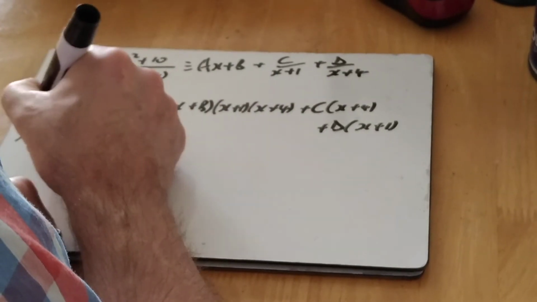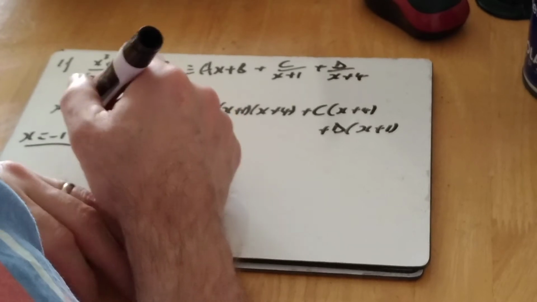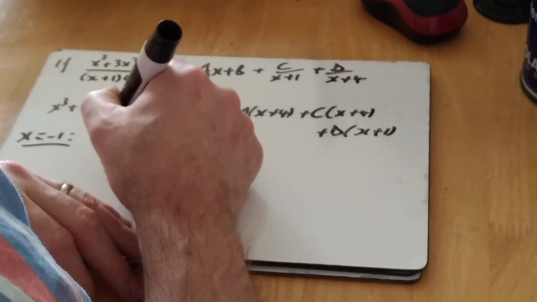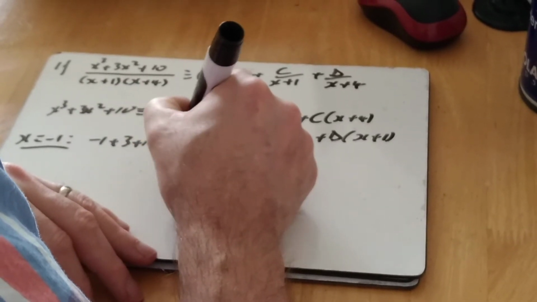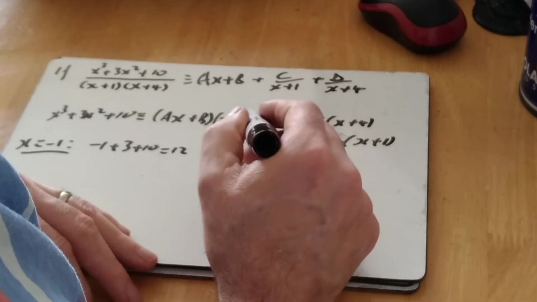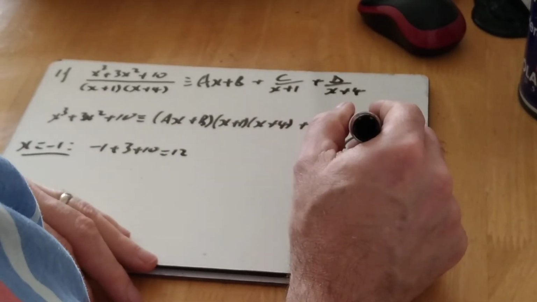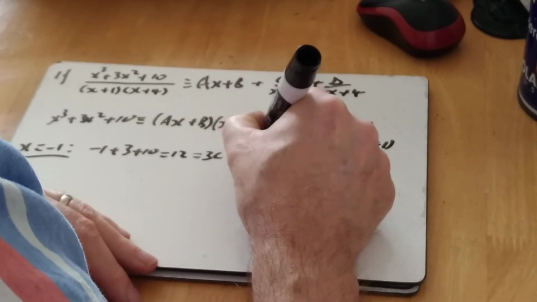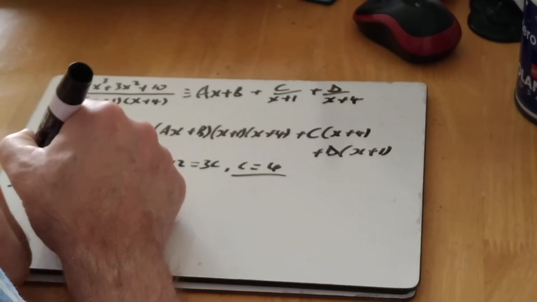And as before, sticking x equals minus 1. A bit more going on with the minuses, so take your time over this one and say I've got minus 1 plus 3 plus 10, 13 minus 1 equals 12, and that gets rid of everything with the minus 1 in, which is the first term, this term, and gives me there 4 minus 1, 3c. c equals 4. Sticking x equals minus 4.